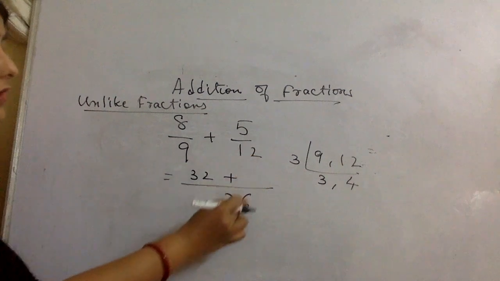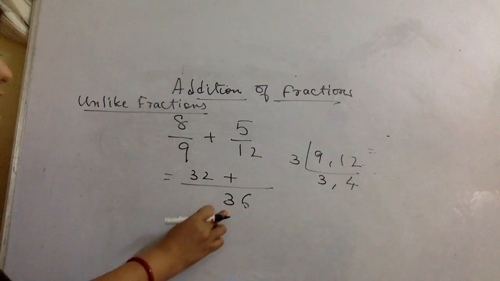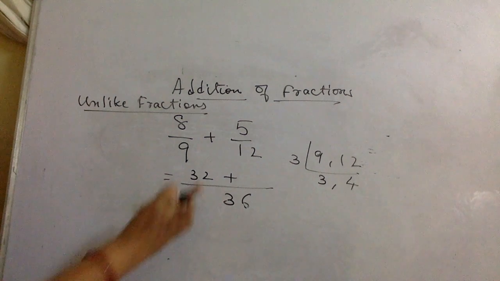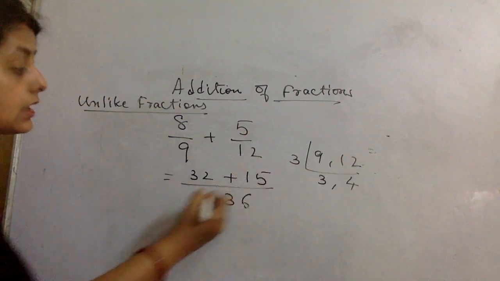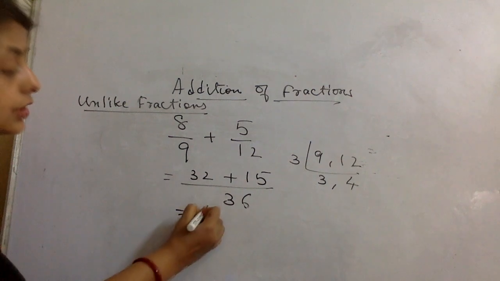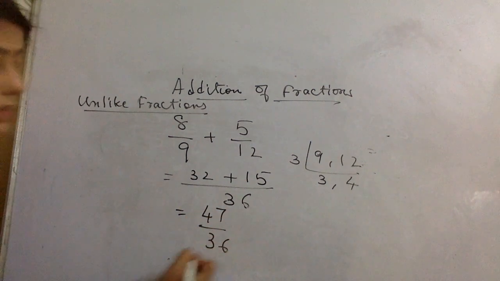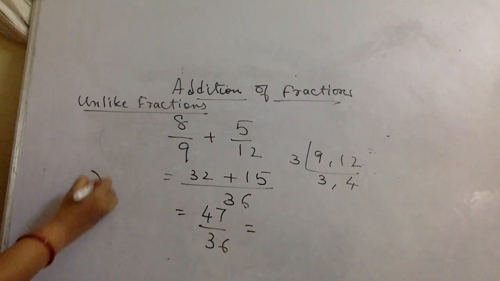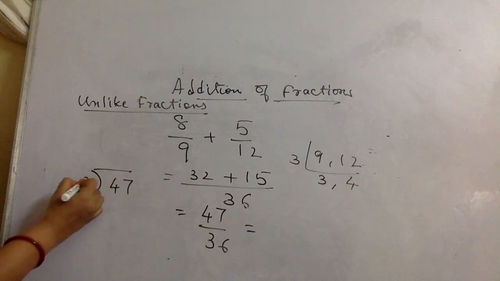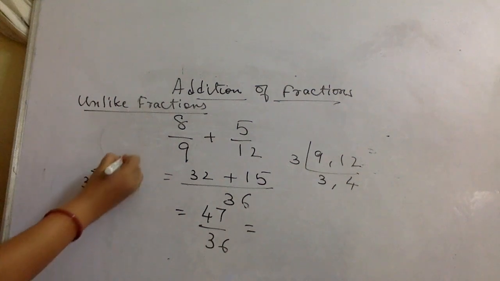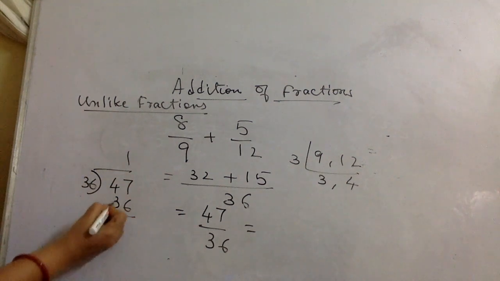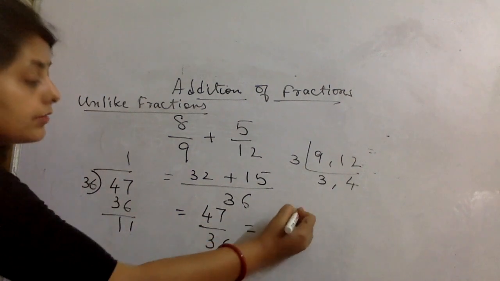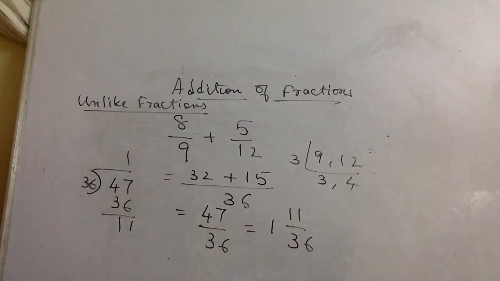Plus 12 into 3 is 36. Remember that 3, no place to write it, as I said. 3 with this 5 is 15. So on adding this, I get 47 by 36. Okay, I get 47 by 36. If I convert it to mixed fractions, then I get how much? 1 11 by 36 is my answer.